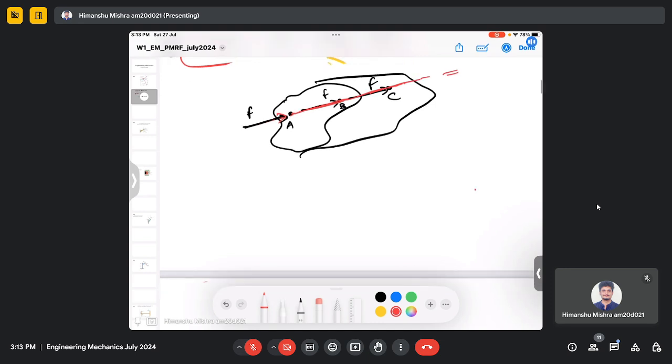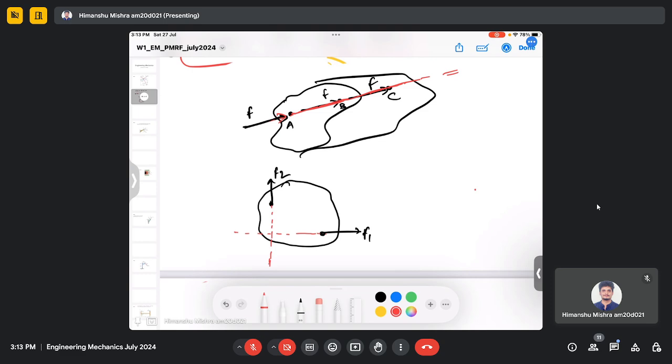Then there is a concept of concurrent forces. So what happens? Let's say you have a body here, and there will be a force which is exerted on this point, and there will be a force which is exerted on this point as well. So this is F1 and this is F2. Then the line of action of F1 will be this, and the line of action of F2 will be this.